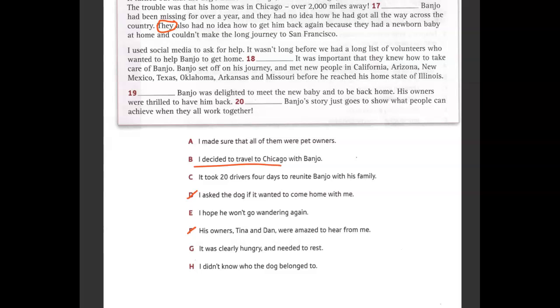I hope he won't go wandering again. It doesn't make sense with what is said previously. It was clearly hungry and needed to rest. Well, we're finished. This is not a possibility because we're finished talking about the conditions of the dog.